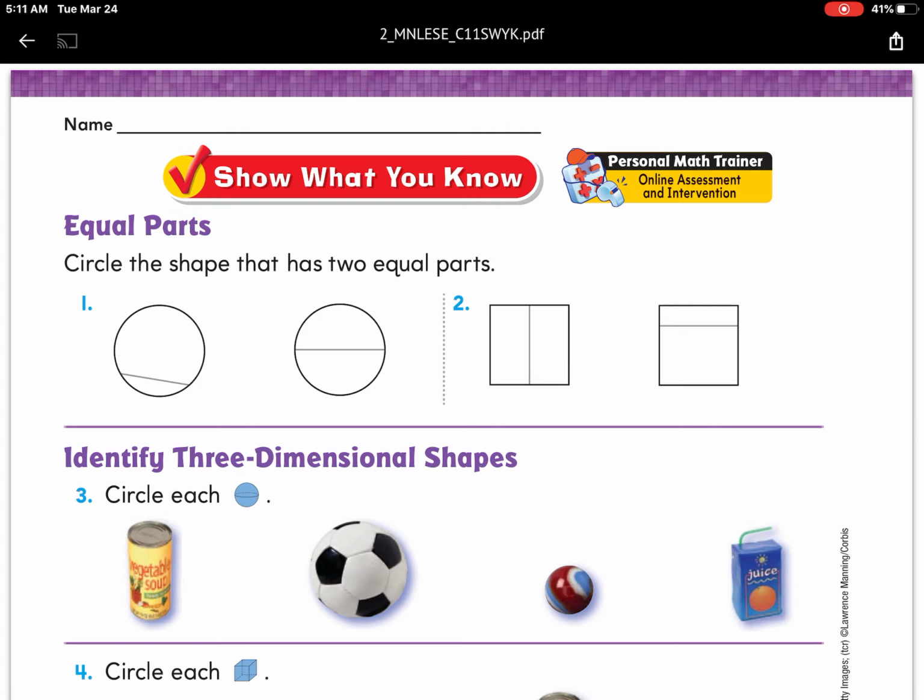So, before starting our chapter, today we will take Show What You Know, page 702, and Vocab Builder, page 703. Let's start together. Show what you know.